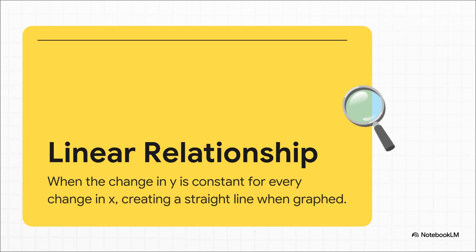Okay, so here's the official definition. A linear relationship is just a fancy way of saying there's a pattern where a change in one thing causes a consistent, predictable change in another. And the coolest part? When you map this pattern out, it always forms a perfect straight line. This super simple idea is the foundation for everything we're about to build.